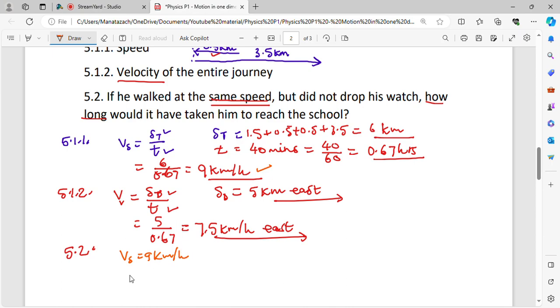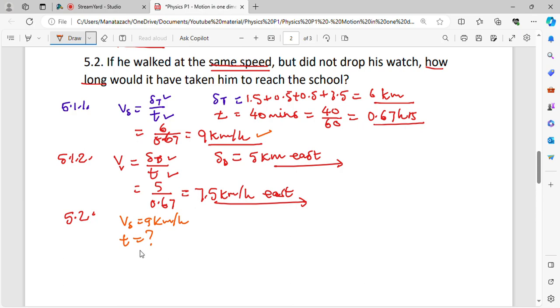And then we're asked to calculate how long, which is the time. If he did not drop his watch, the total distance traveled would have been the straight 5 kilometers. So now let's work out the time. The speed is 9, total distance is 5, and we have to calculate the time. That means time is 5/9, which is 0.56 hours.